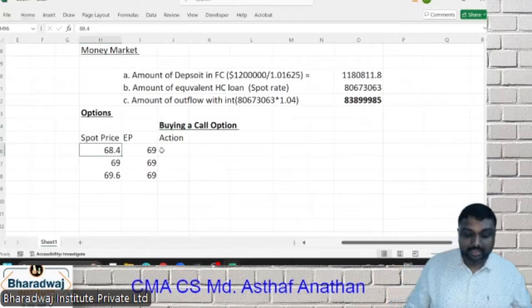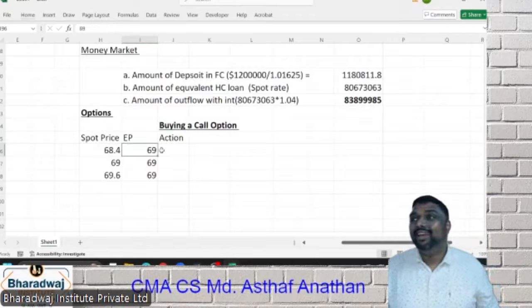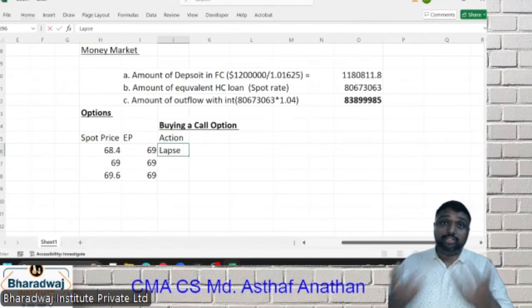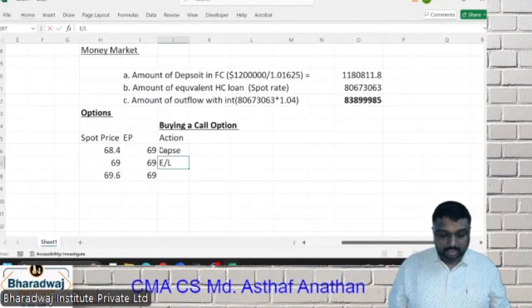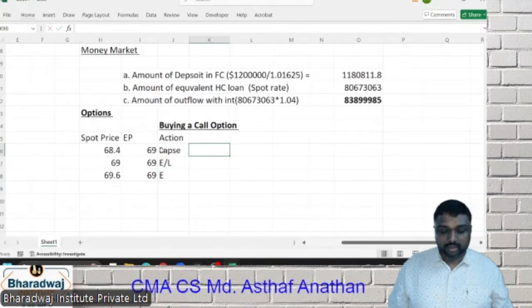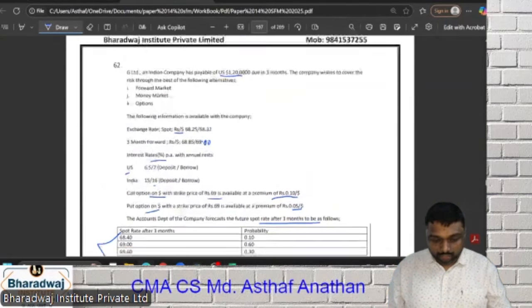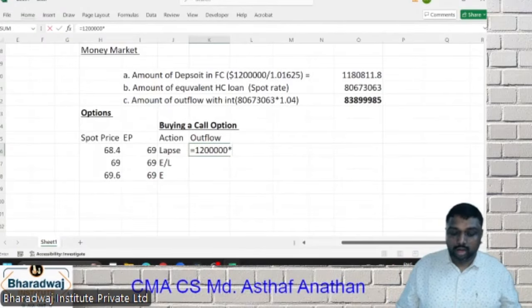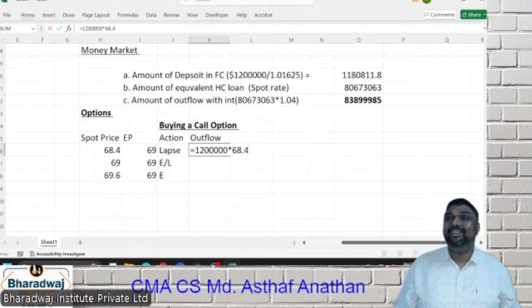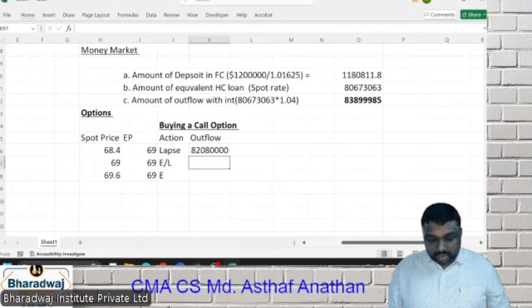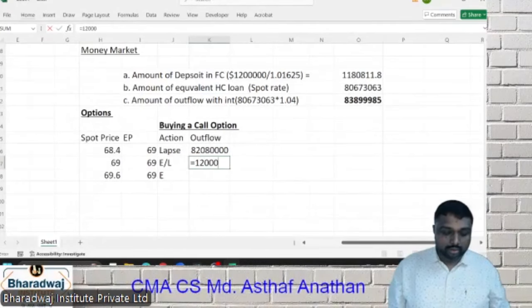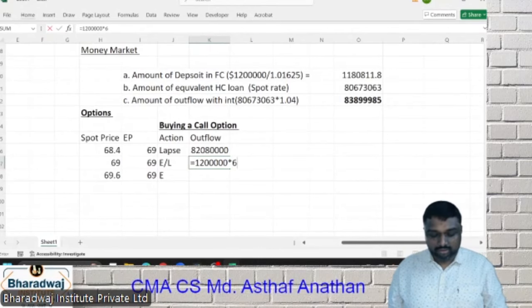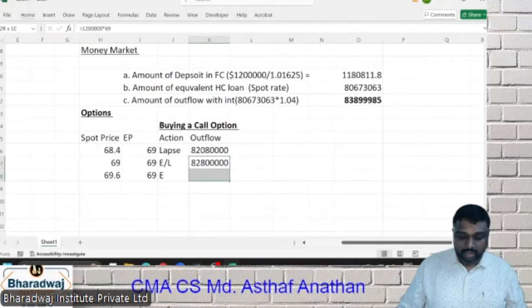So when the market price is 68.4, will you buy at 69? No. So you will lapse. Then what will you do? You want to settle, so you will buy from the market. Here, either exercise or lapse. When the market is 69.6, yes, you will buy at 69. Now, what is the outflow? You want to settle an amount of $1,20,000. For that, you have to multiply with what? In case of lapse, you will buy from the market, and you have to pay only 68.4. Coming to here, again 1,20,000. Exercise or lapse, same effect, so 69. Here you will exercise, you have to pay 69. So this is the amount.